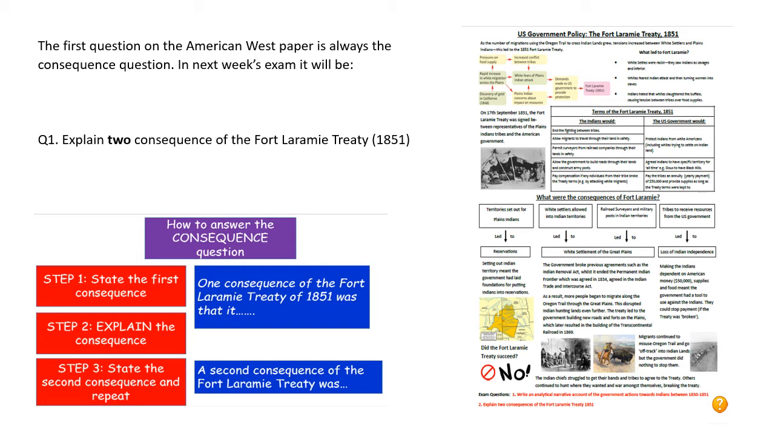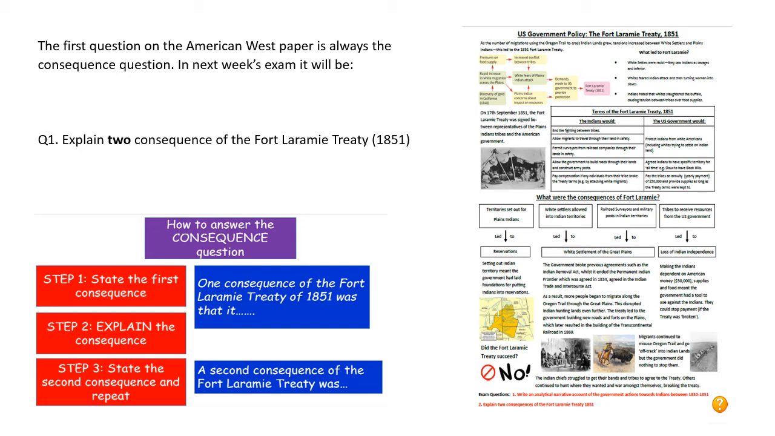And remember, there's a clear sequence in a consequence question for success. So step 1, you have to state the first consequence you intend to explain, and that needs a clear starter sentence. You then need to explain and evidence the consequence, so lots of detailed evidence and clear explanation. And then finally, you move on to the second consequence and you repeat. So it's state a consequence, explain the consequence with clear evidence and explanation.